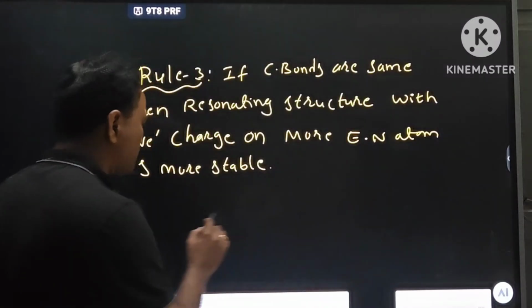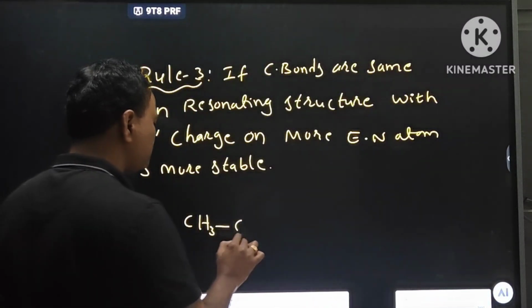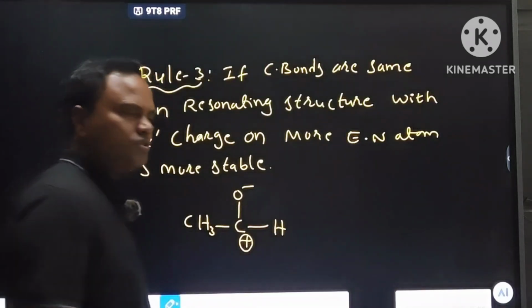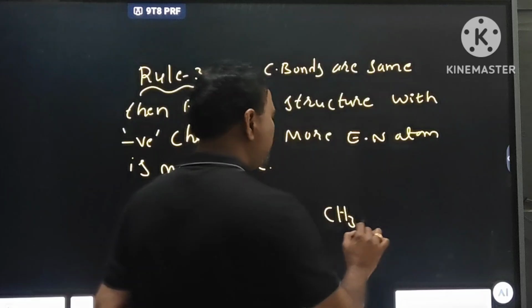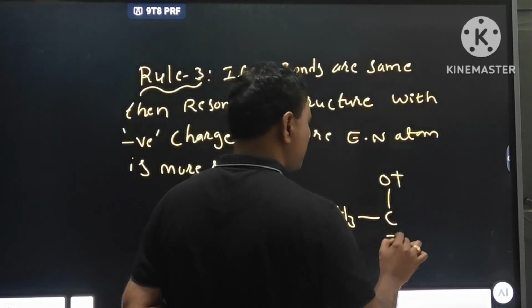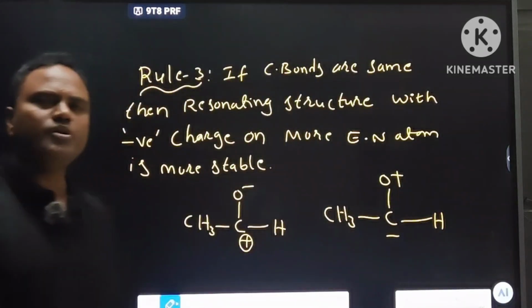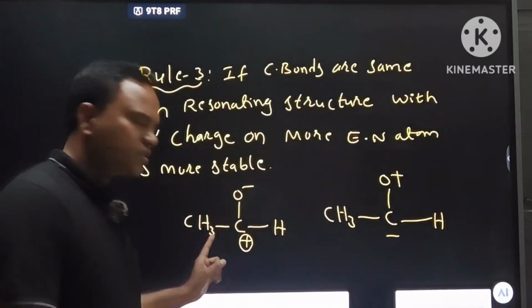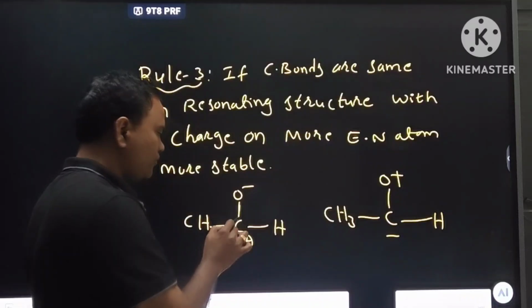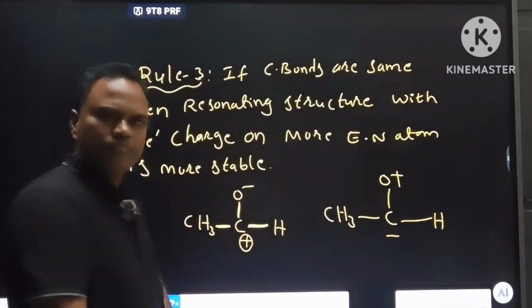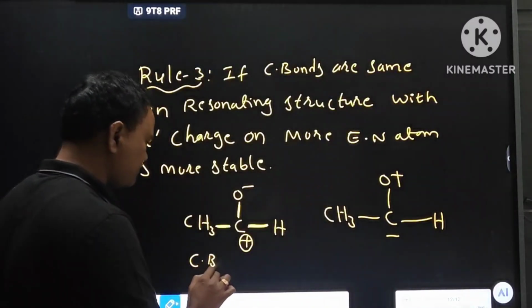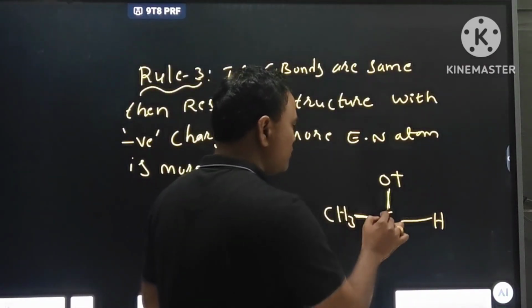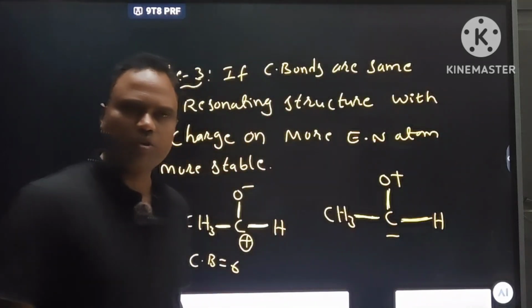Let us see one example. This is one resonating structure. This is another resonating structure. First tell me the covalent bonds. Count the covalent bonds here. How many covalent bonds are present? 3 hydrogens, 3, 4, 5, 6. Covalent bonds are 6. Here also 3 hydrogens, 3 covalent bonds, 4, 5, 6.